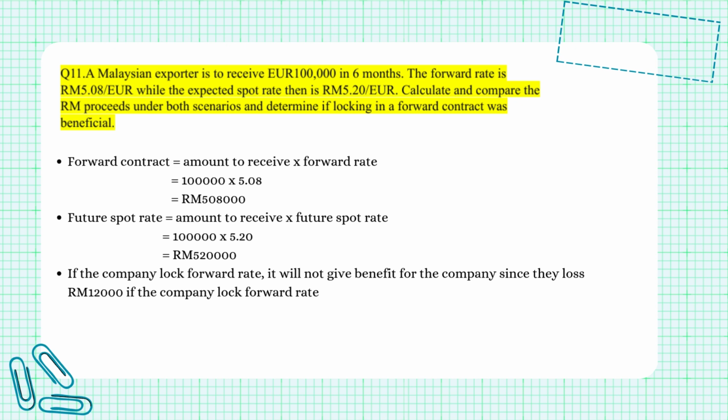508,000. And for the future spot rate, we take the amount to receive times the future spot rate. So 100,000 times 5.20 and we will get 520,000 ringgit Malaysia. So if the company locks the forward rate, it will not give benefit to the company since they lose RM 12,000 if the company locks with the forward rate.